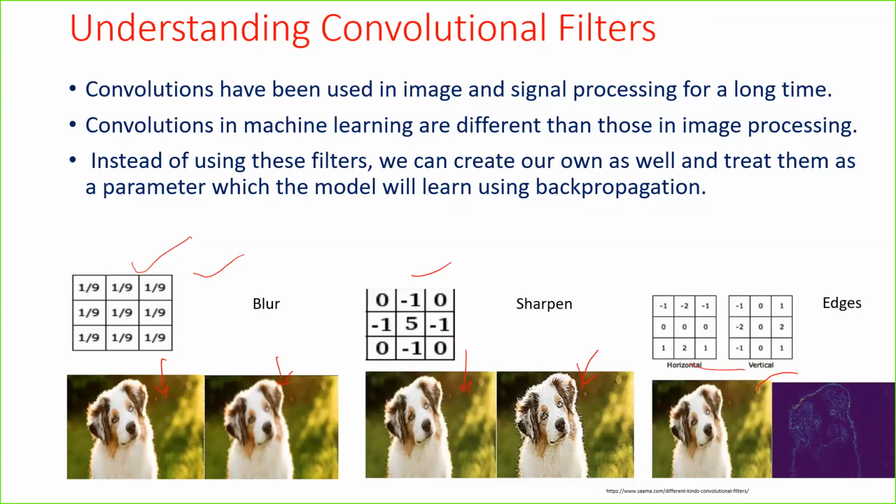So these kernels, or the weights in the kernels or the filters, will be learned automatically. We are considering them as the parameters of the network, and we are learning them through the backpropagation algorithm. All right. So understood the difference between the convolutional filters in image processing and in machine learning?